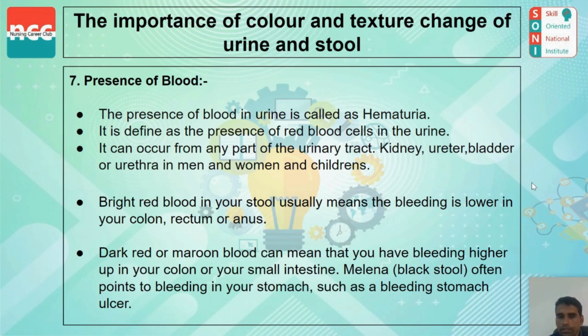Bright red blood in your stool usually means that bleeding is lower in your colon, rectum, or anus. Dark red or maroon blood can mean that you have bleeding higher up in your colon or your small intestine. Melena, black stool, often points to bleeding in your stomach, such as a bleeding stomach ulcer. This is all about the presence of blood in various parts of our body and the vital sign of the presence of blood.